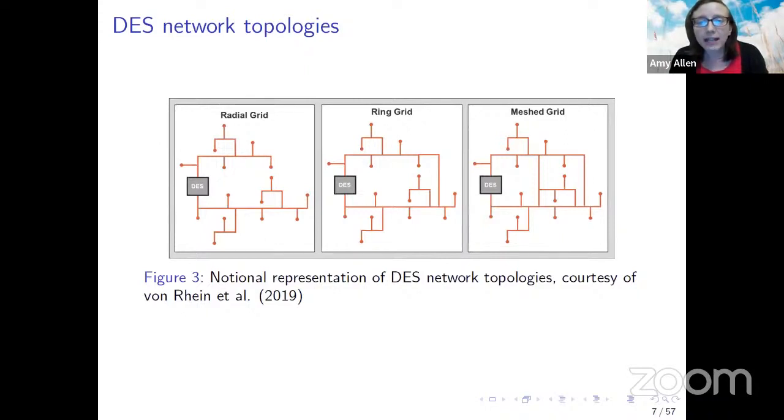And at the far right is a meshed grid in which there exist several potential connection paths from a central plant to each load. And this connection configuration would not typically be considered for earlier generations of district thermal energy systems, but is increasingly relevant in the light of 5G DHC systems due to the ability of connected loads to offset each other's heating and cooling requirements.